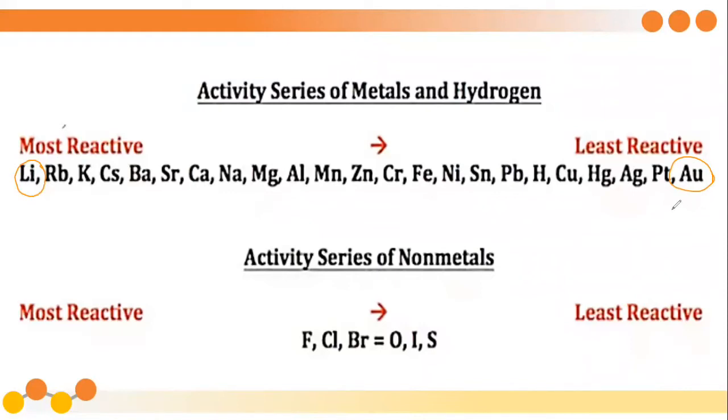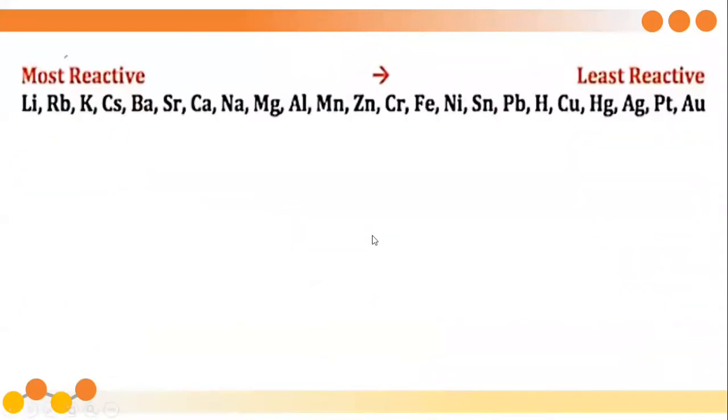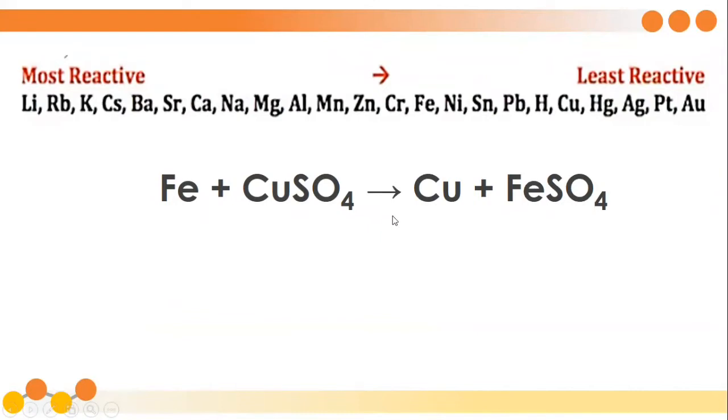Okay, why is it important in single replacement? Most reactive elements or more reactive elements can replace the least or lesser reactive ones. Let's take a look at one example for us to understand it. We have here iron plus copper sulfate, and it will produce copper plus iron sulfate. As you can see, iron and copper interchange their places. Now why does that happen?